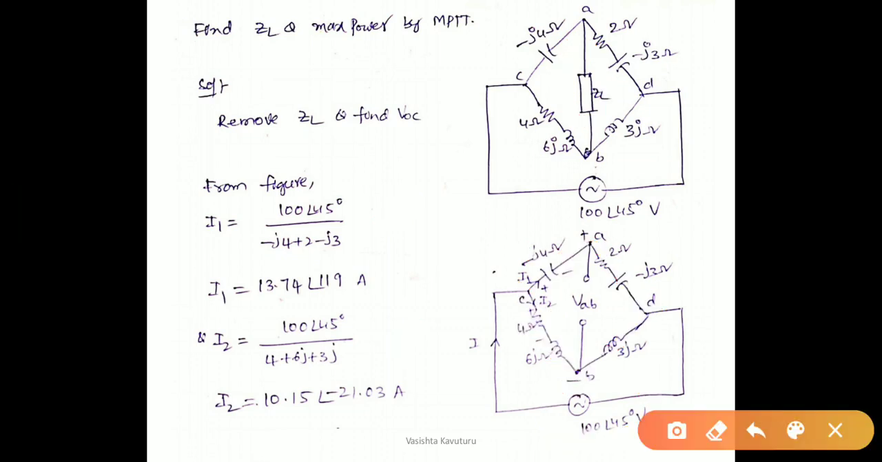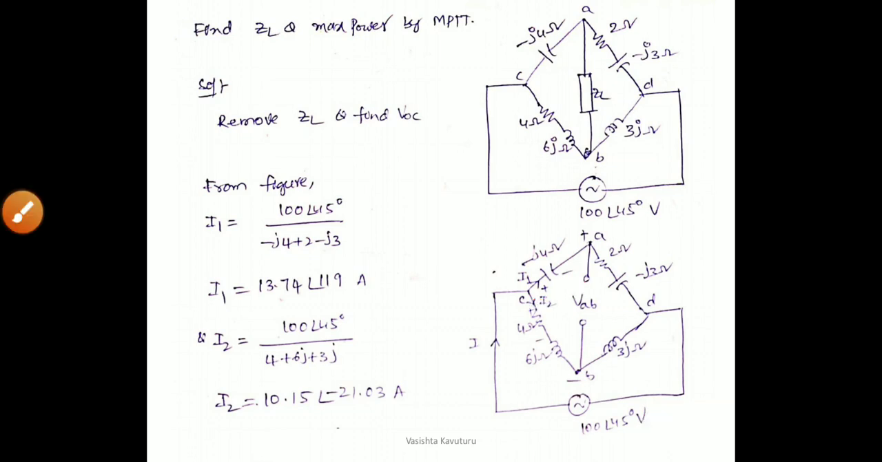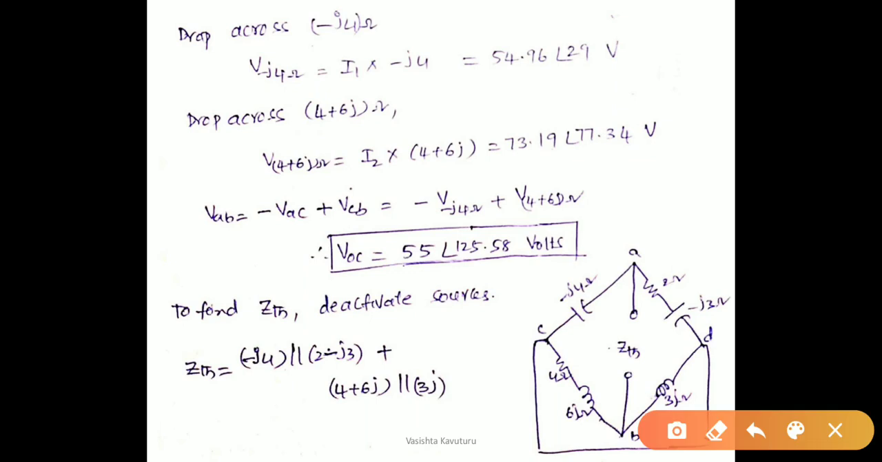In order to calculate VAB, if you apply the KVL in this loop, VAB is nothing but the open circuit voltage, that is given as VAB is equal to minus VAC plus VCB. Therefore its value is calculated as 55 at angle 125.58 volts.